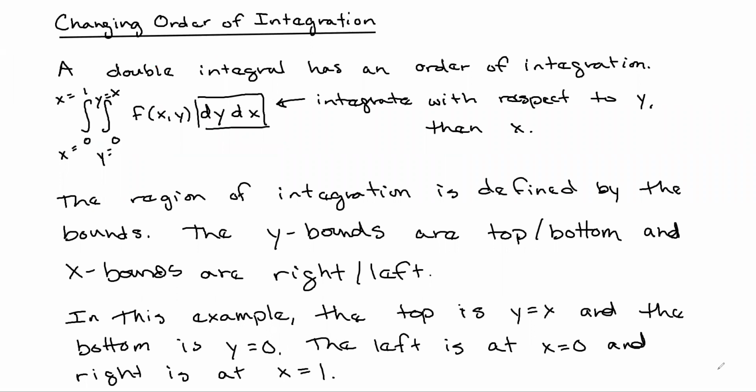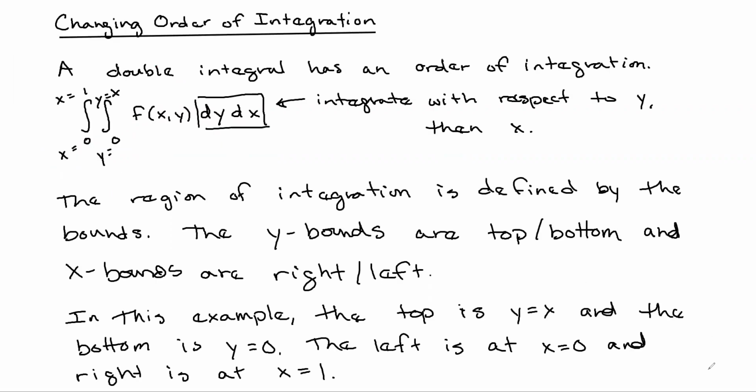Okay. And then the left is at x equals 0, and so we can just put a little mark there. So we want to start on the left at x equals 0. And then the right is given by x equals 1. So if we go through and draw a line for x equals 1, we get x equals 1. And so that's our region of integration.